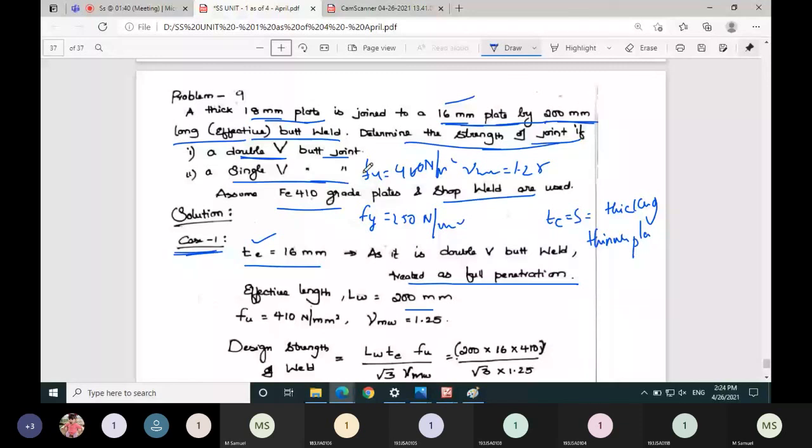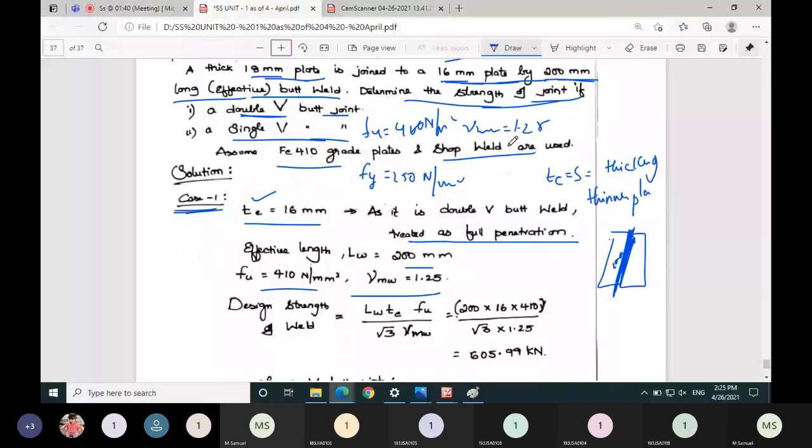And the two plates are like this, both are welded with a butt joint, 200 mm. Okay, so fu 410, gamma is this. So what is the design strength of the weld? That is what he has asked. Determine the strength of the joint and determine the strength of the weld.